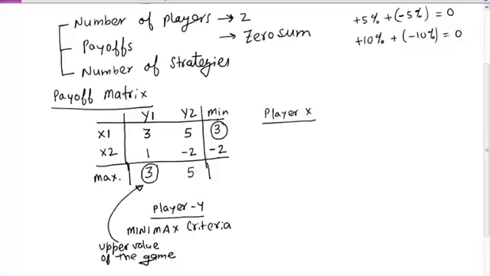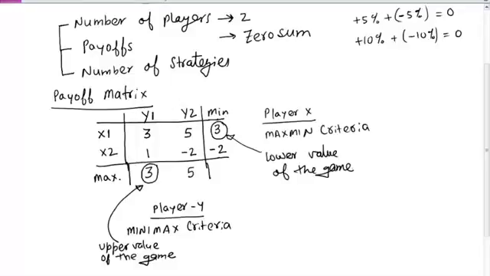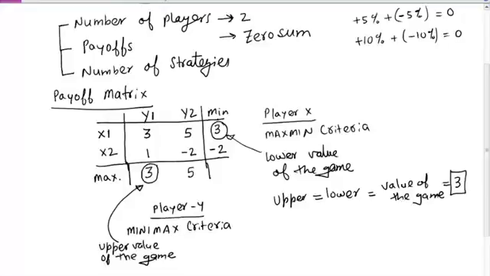So player X is using a strategy called max win criteria. And this value here is called the lower value of the game. Now it happens in this case that the upper value of the game is equal to the lower value of the game. And in fact, we can call this the value of the game, which is equal to 3. So basically, what is this number 3? This number 3 is the average or expected game outcome if this game is played many times, like an infinite number of times. So the game will converge at this value 3.